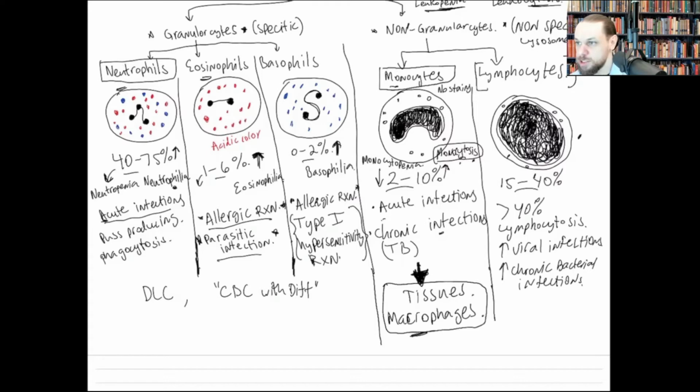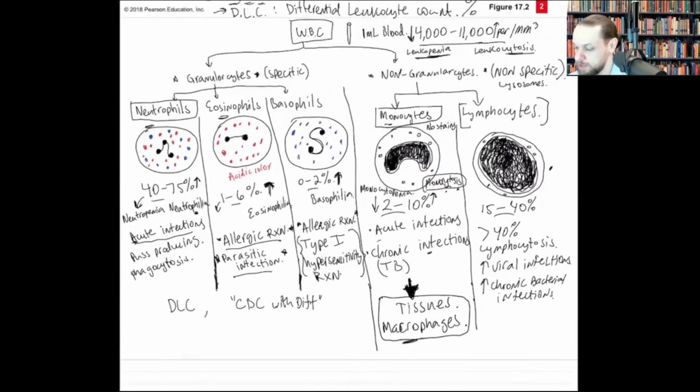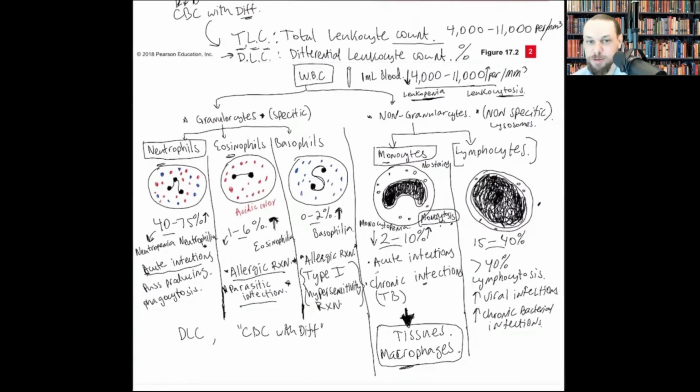So any questions in terms of what we've talked about so far? The total leukocyte count, differential count, these cells and their function in the body. We're going to spend some more time talking in more depth about these cells. But any questions thus far?